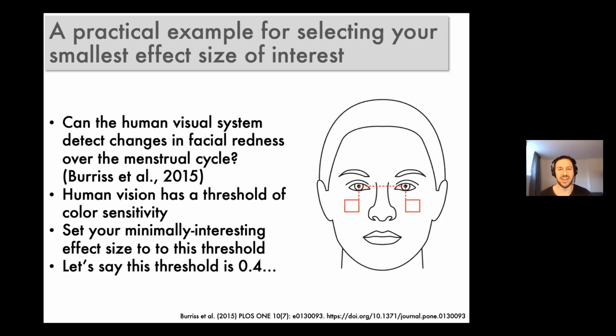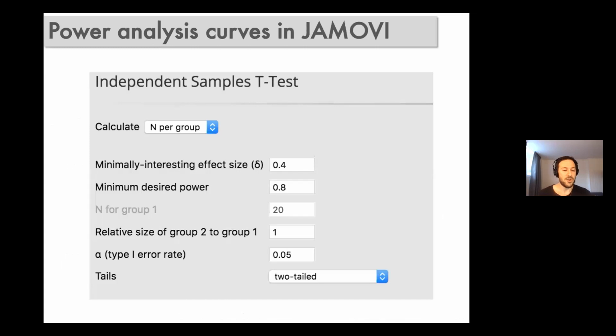So let's say for argument's sake, in this case, the threshold is 0.4. And then within JAMOVI, you can do your analysis where you simply say, my minimally interesting effect is 0.4. My minimum desired power is 0.8, 80%. You'll notice the N part is grayed out because that's what we're trying to calculate. You can also look at the relative size of 0.2 to 0.1. Maybe your design is unbalanced and you can recruit more people in group 1 than group 2. And then you have your error rate and also your tails, which we're going to come back to soon.